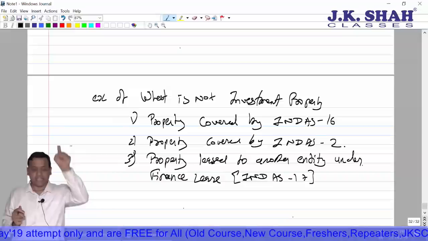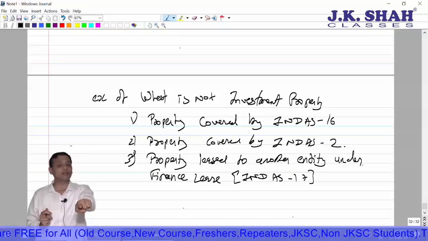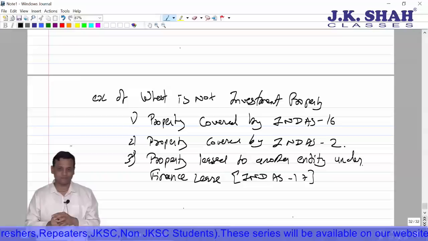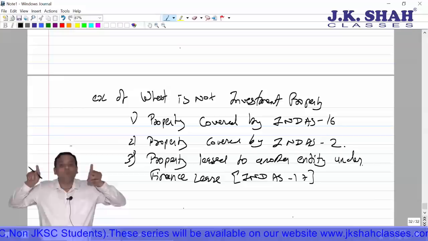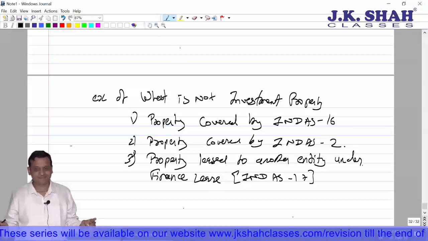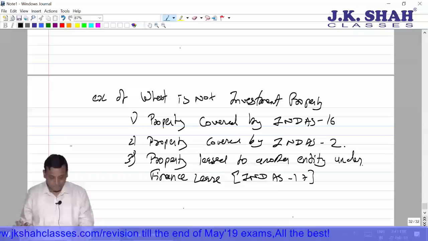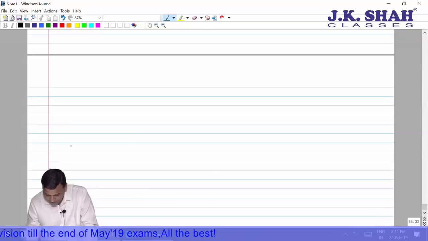That's why in the definition we wrote, investment properties are properties. What are those properties? Property mein kaun kaun aayega? Land, building, both. Held by the owner or the lessee in case of a finance lease, for the purpose of earning rentals or capital appreciation or both. And not to be used for production or used for the purpose of providing goods or services or for administrative purpose and not held for sale in ordinary course of business. Clear? Now see, once I have written this, I will give you some special cases, some problems which will arise because of all these areas.